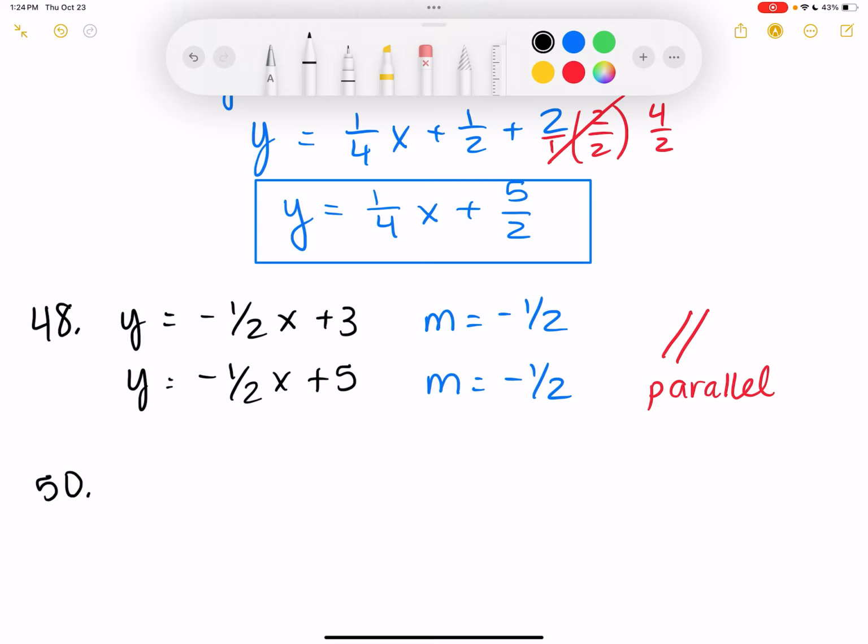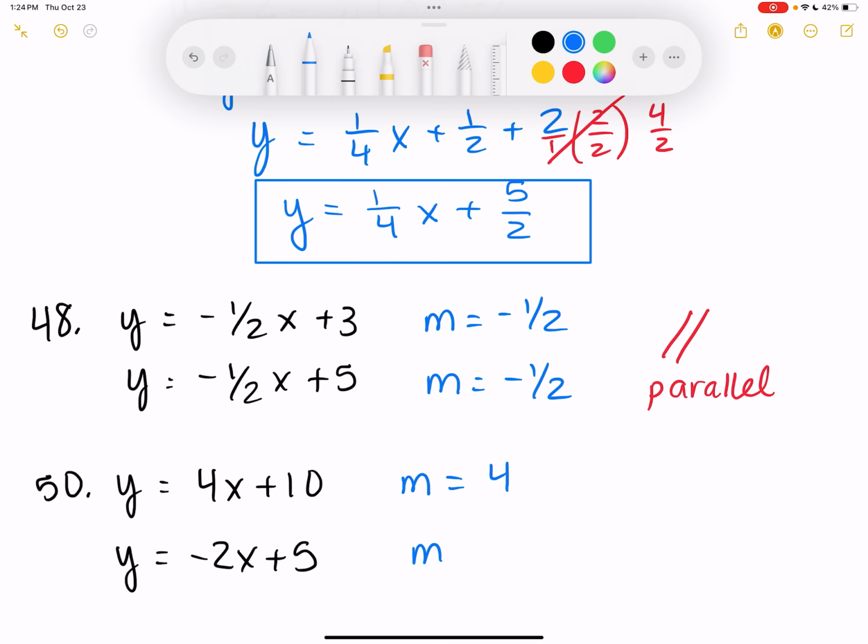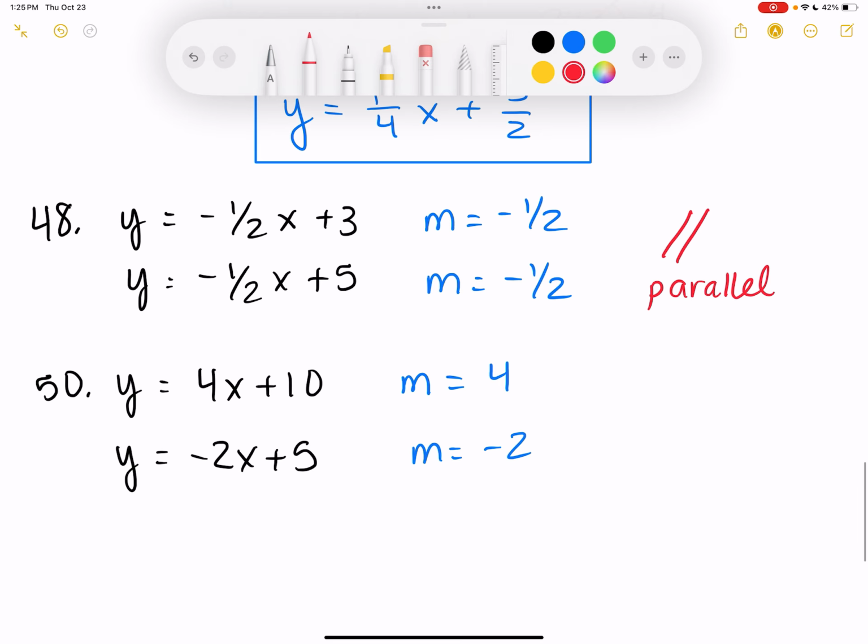Number 50. Y equals 4x plus 10, and y equals negative 2x plus 5. What's the slope of the first one? What's the slope of the second one? Negative 2. So are these parallel, perpendicular, or neither? Neither. So there's no symbol for that, so you're just going to have to write the word on that one. All right, any questions on that?